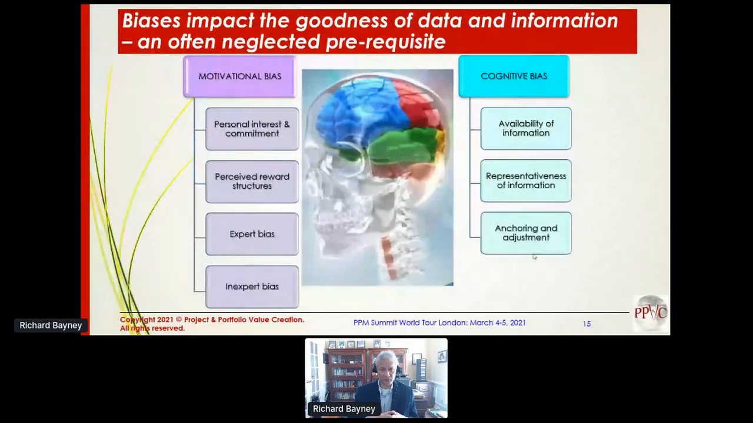Motivational bias comes in the form of 4 major buckets. That is personal interest and commitment, perceived reward structures, expert and inexpert bias, while cognitive bias comes in 3 main buckets. That's availability of information, the representativeness of that information, and anchoring and adjustment.